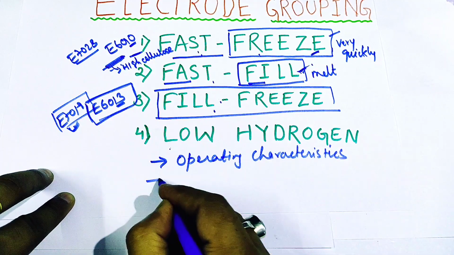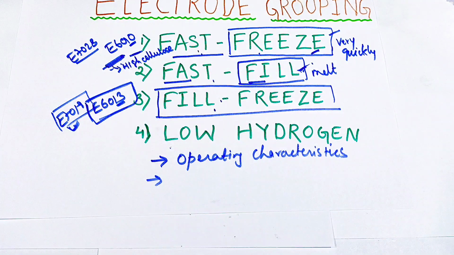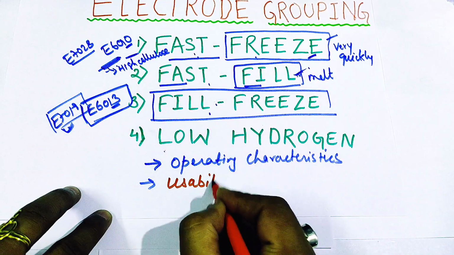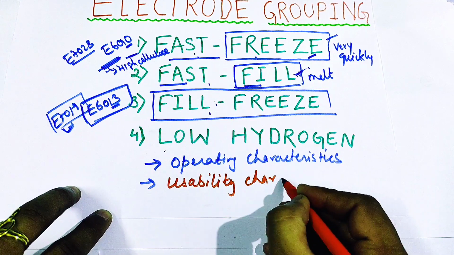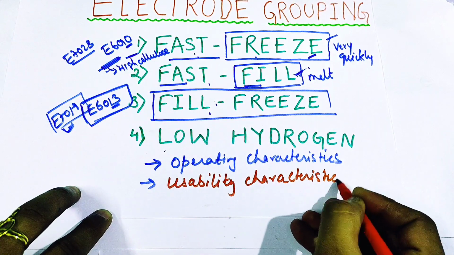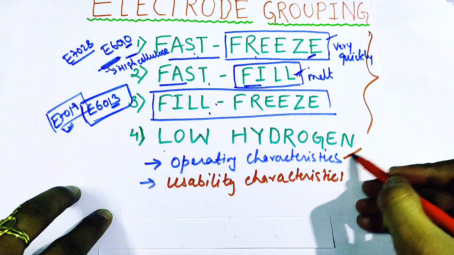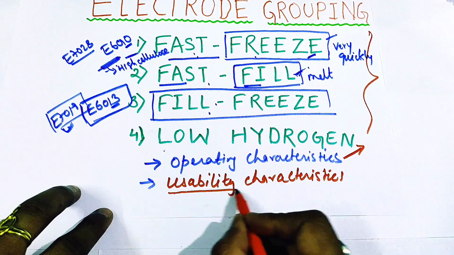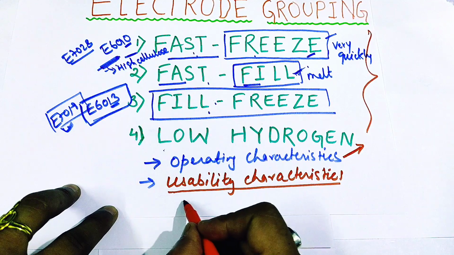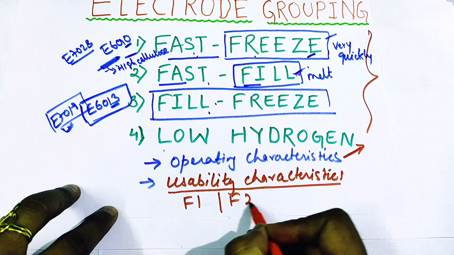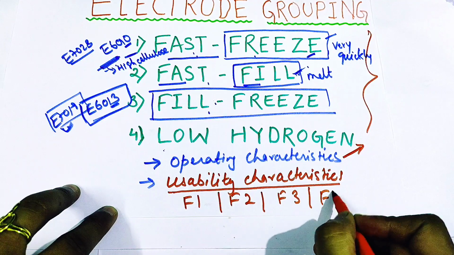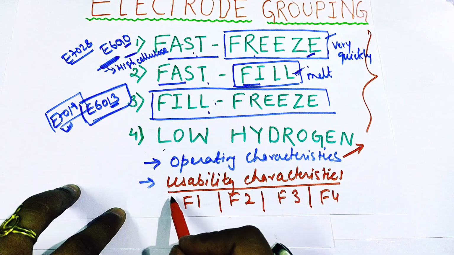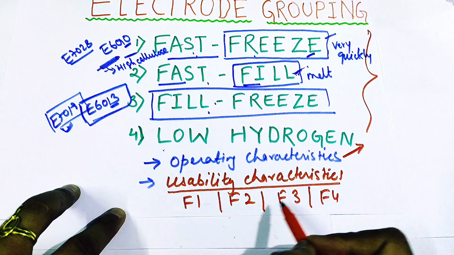Now there is one more grouping of electrodes, and that grouping is based on the usability characteristics. So these groupings were both based on operating characteristics, and if we talk about usability characteristics, then there is a grouping like F1, F2, F3 and F4. So with respect to usability characteristics, electrodes are grouped in 4 categories, that is F1, F2, F3 and F4.